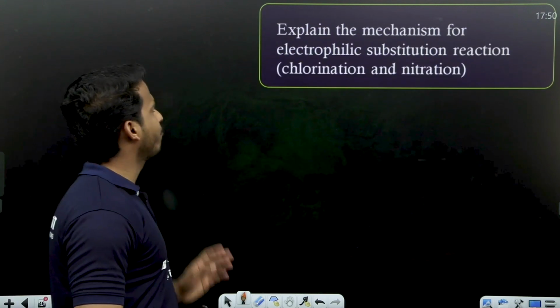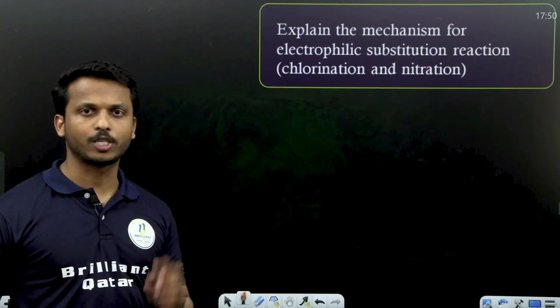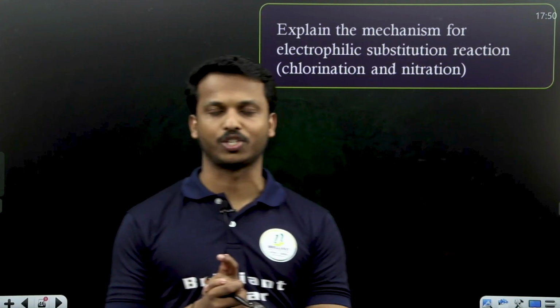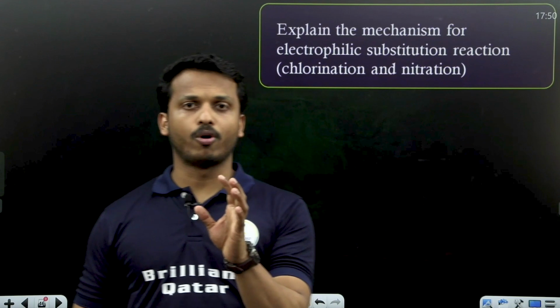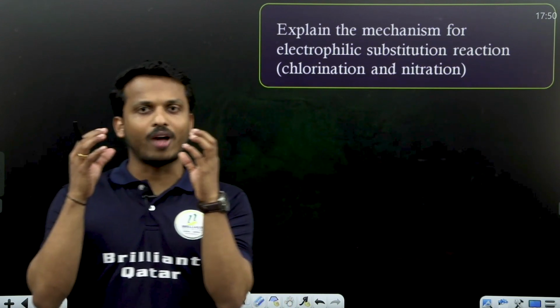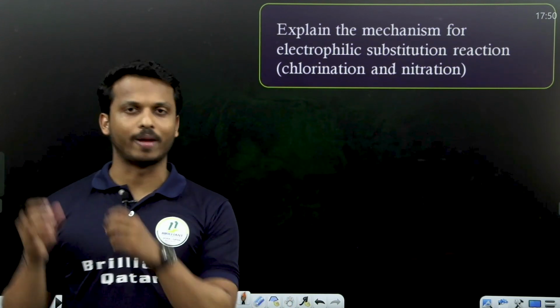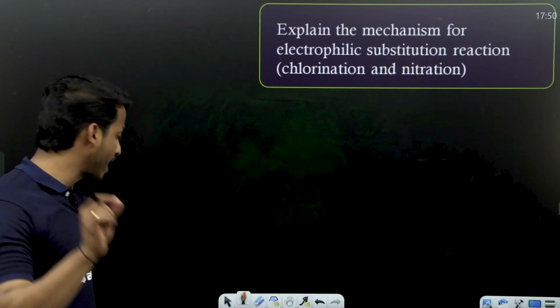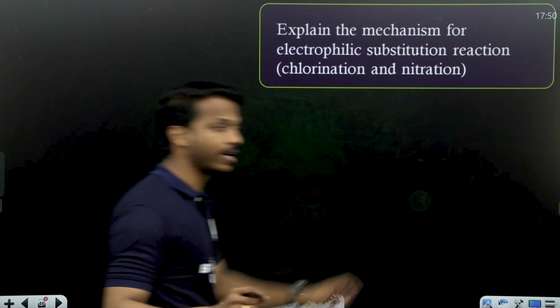Explain the mechanism for electrophilic substitution, especially chlorination and nitration. They are basically preferred for your examination. Okay, very important. We just said now if you add this reagent, it will go to benzene like that. How is it happening really? So study the mechanism at least 2-3 times, write and practice all.